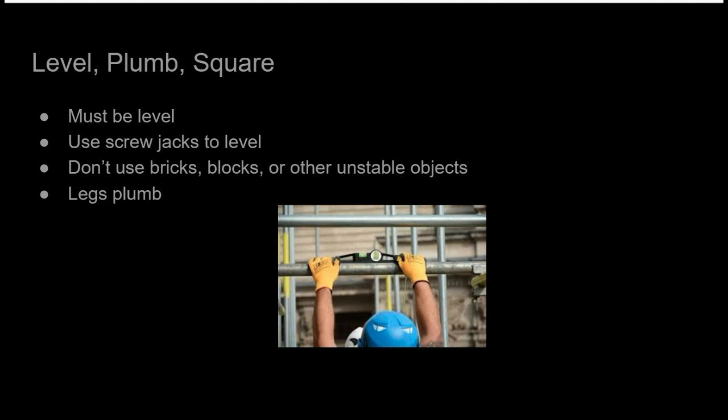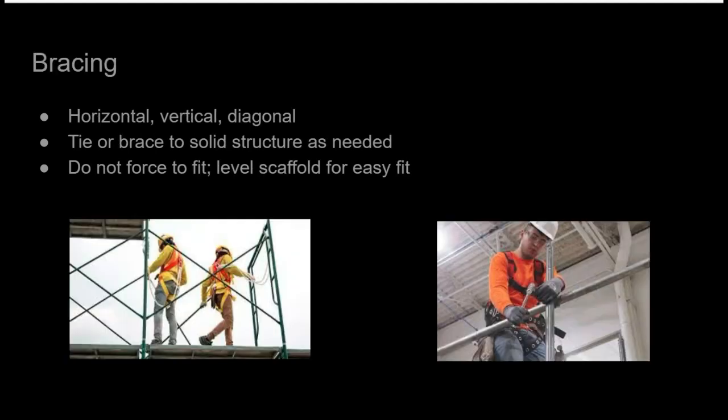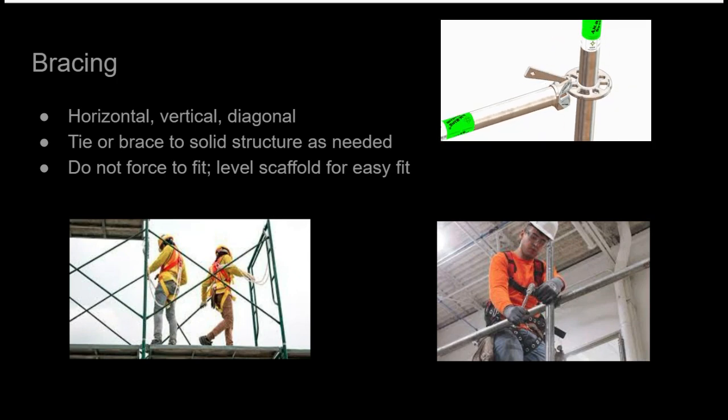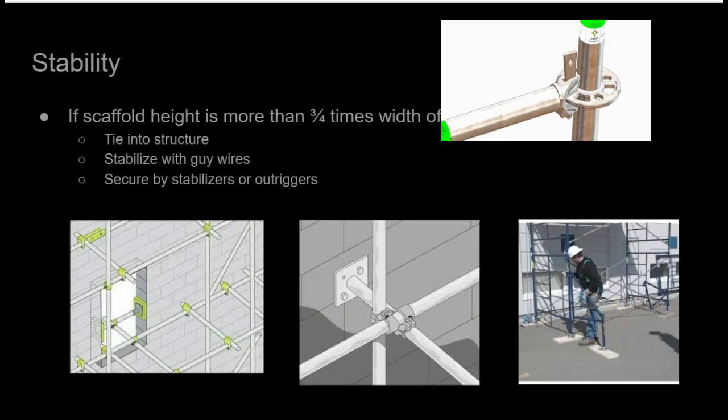The legs of the scaffold must be plumb. Bracing may be horizontal, vertical, or diagonal. The scaffold should be tied off or braced to a solid structure as needed for stability. It is important not to force braces to fit. Instead, level the scaffold for an easy fit.